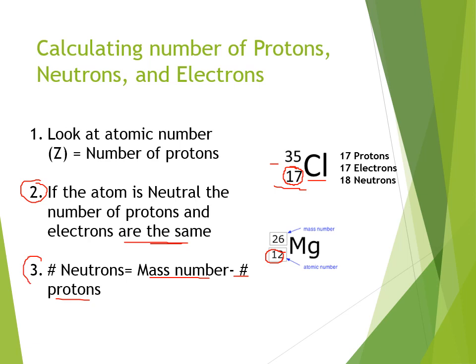Last step, step 3, to calculate the number of neutrons, we need to take the mass number, which is 26, and subtract the number of protons, which is 12. That will give us 14 neutrons.